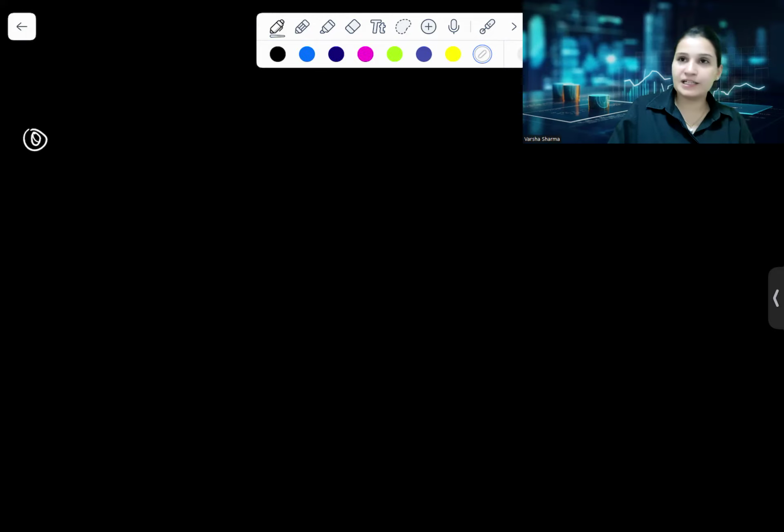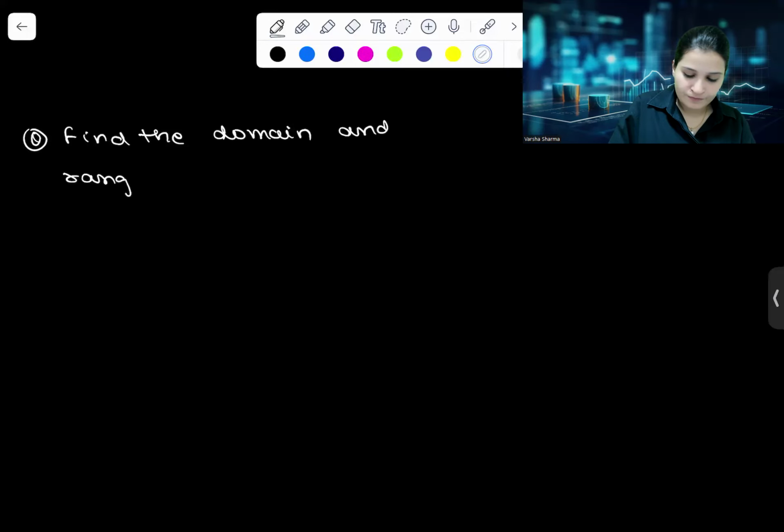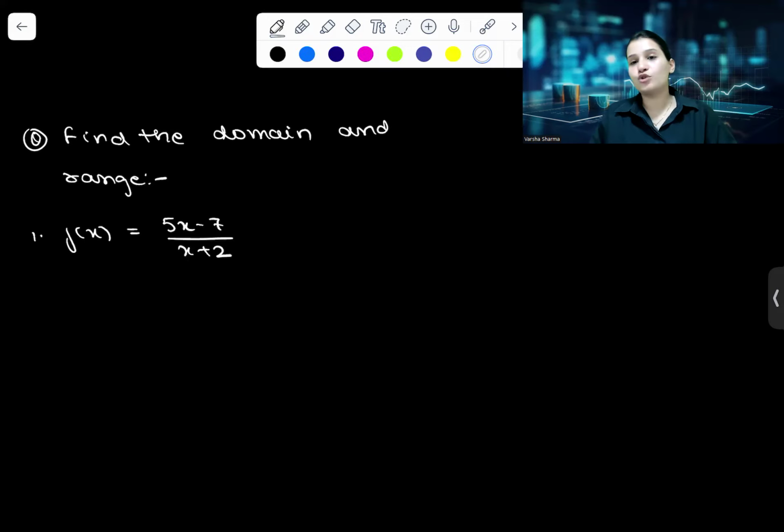Question. Find the domain and range. First function: 5x minus 7 upon x plus 2. Find both domain and range.